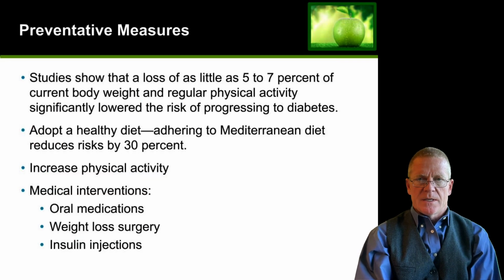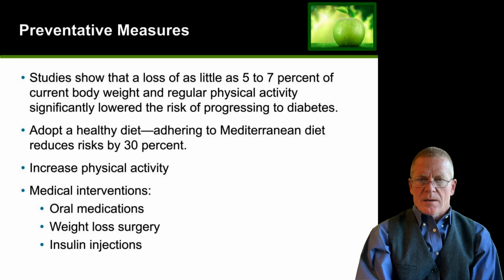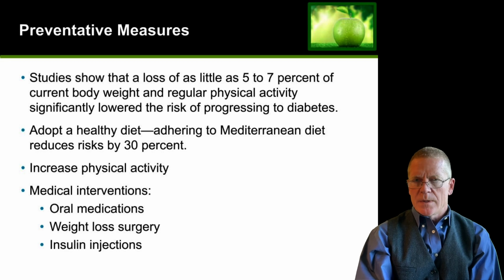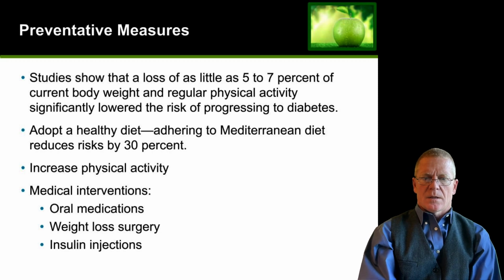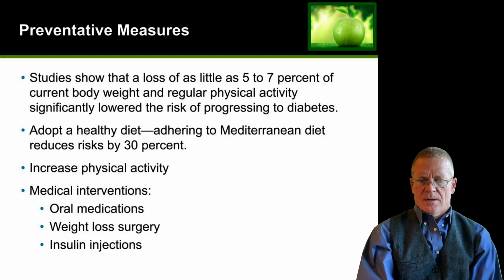Prevention of diabetes. Studies have shown that loss of body mass, perhaps 5% or up to 7% of your current body weight through regular physical activity, sometimes that's just changing body composition, will lower the risk of progressing from pre-diabetes to frank diabetes. Try to adopt a healthy diet. Many people like a Mediterranean diet. That works quite well, but there are many other ways of making your diet healthy. Try to increase physical activity, and there are some medications, some surgeries that can be used to prevent diabetes.